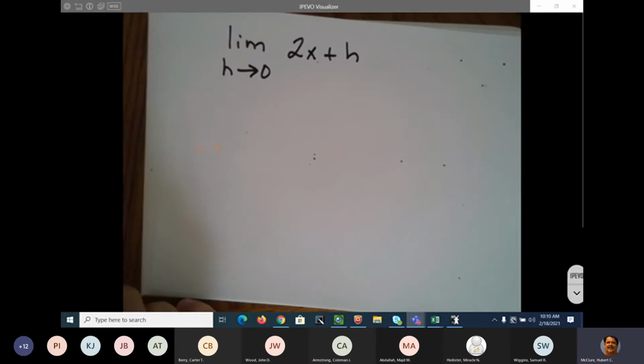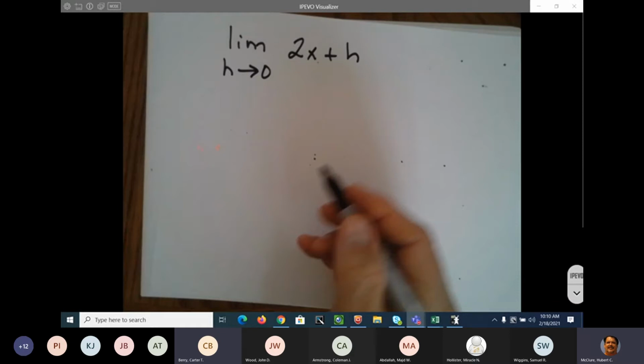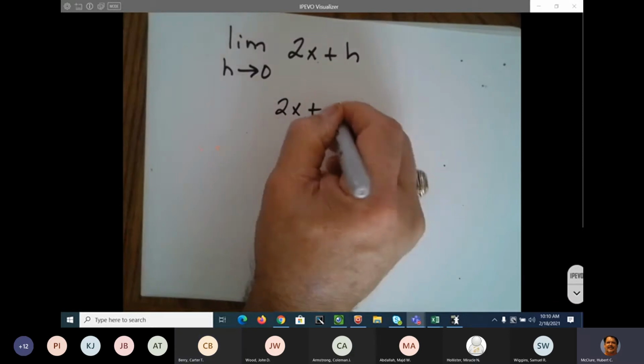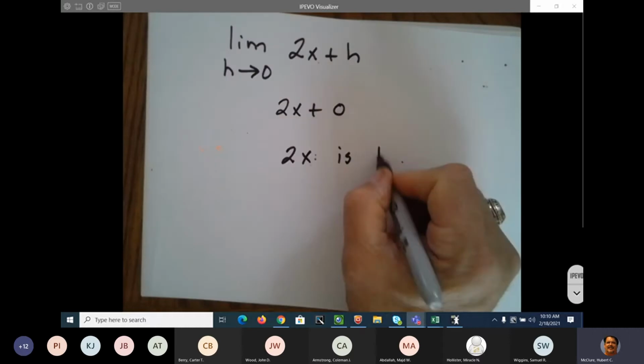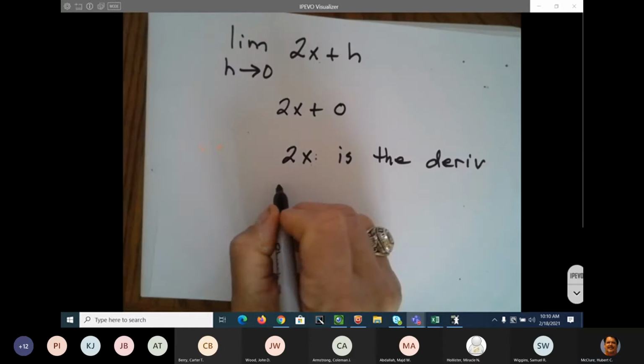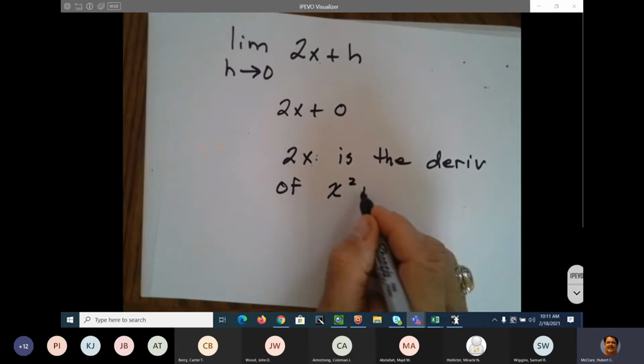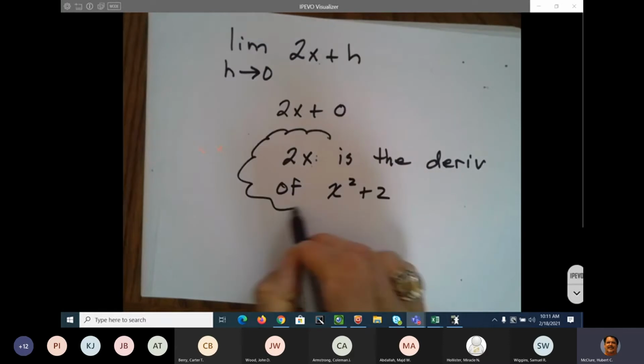Does anybody have any idea how to do a limit? Okay, this is what you do when you do a limit. You mentally or physically plug in 0 for h. So I'm going to get 2x plus 0, which is 2x. And 2x is the derivative of, what do we start with? X squared plus 2.